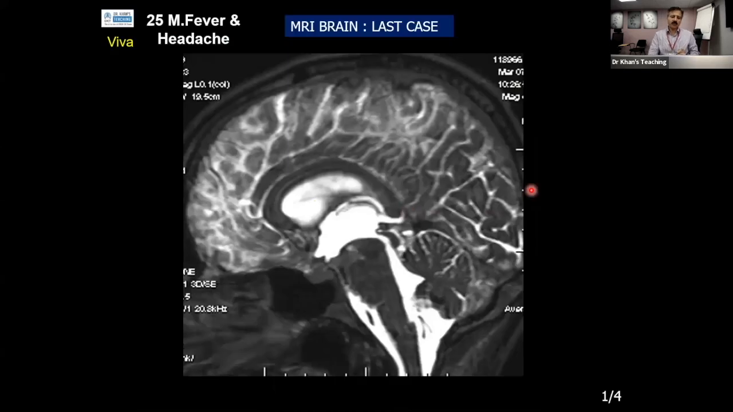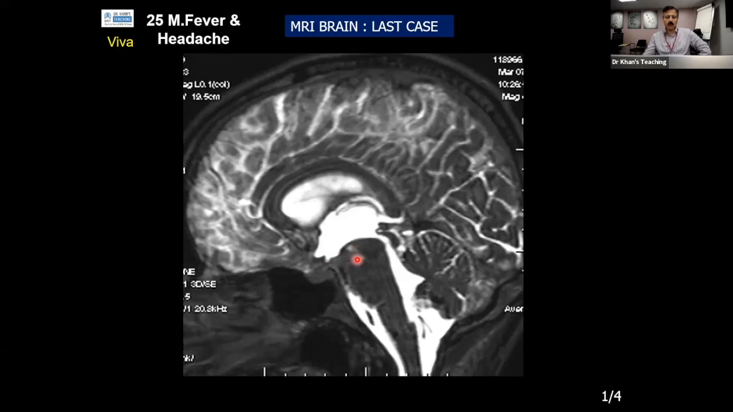The final case of the day is an anatomy thing. If you look carefully, this is a sagittal sequence. This patient has fever and headache. If you look carefully, you can see that this is the cerebral peduncle. Anterior to that is the suprasellar cistern and partly the interpeduncular cistern.